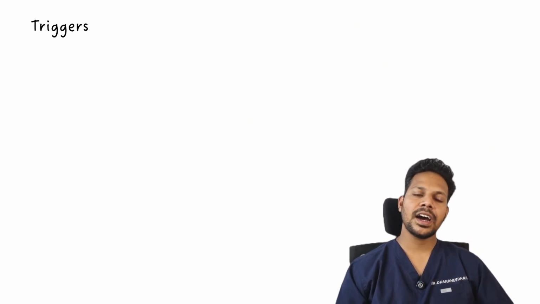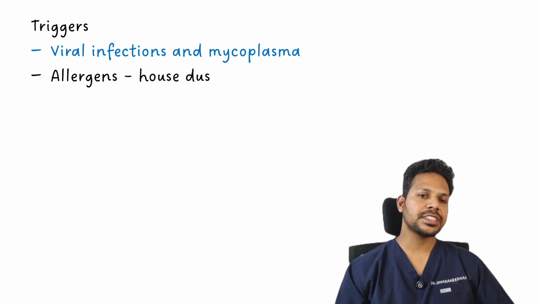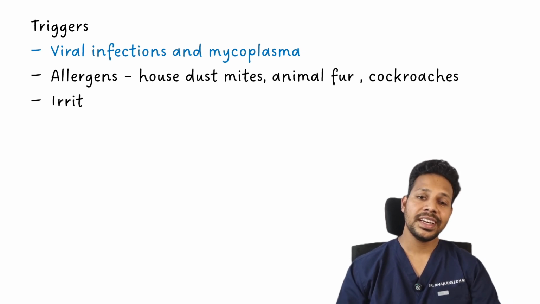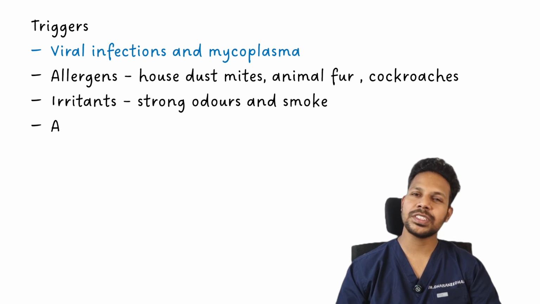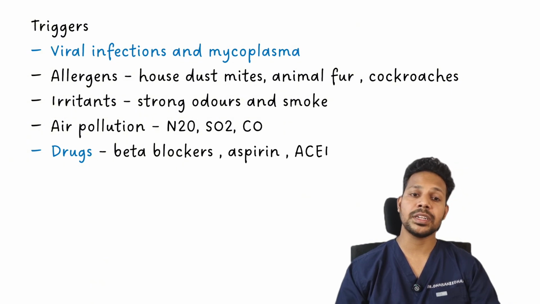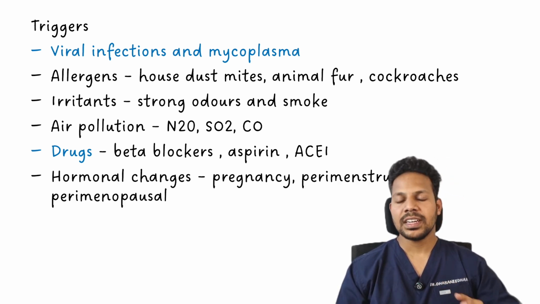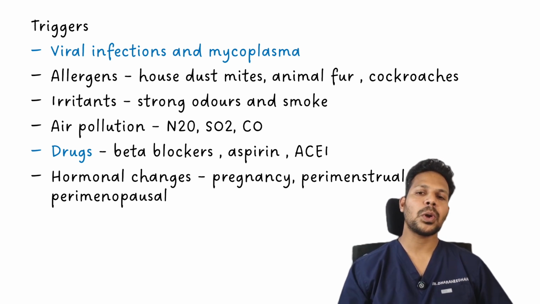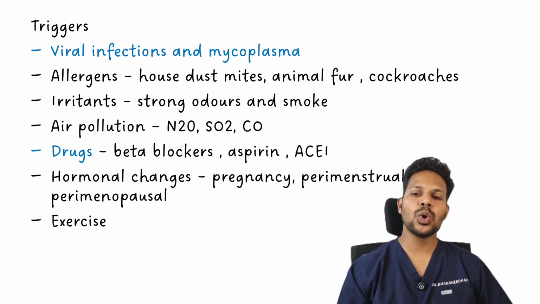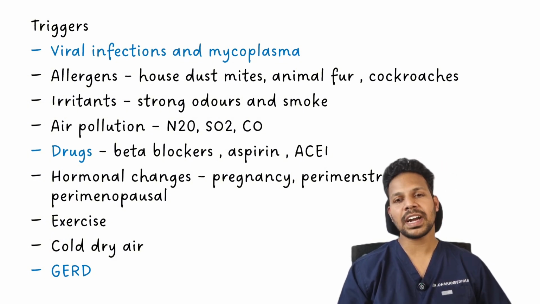Again, the triggers are viral infections and mycoplasma related respiratory tract infections, allergens like house dust mites, animal fur, and cockroaches, irritants like strong odors and smoke, air pollution with sulfur dioxide, nitrous oxide, and carbon monoxide, drugs like beta blockers, aspirin, and ACE inhibitors. These are to be avoided in a patient with bronchial asthma. And hormonal changes like pregnancy, perimenstrual, as well as perimenopausal period can also increase the risk of episodes of bronchial asthma. And exercise, cold, dry air can trigger bronchial asthma. Presence of GERD can also trigger an episode of bronchial asthma. Right? So these are the risk factors and triggers.